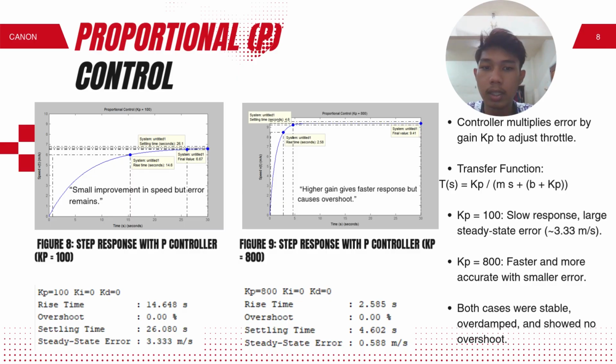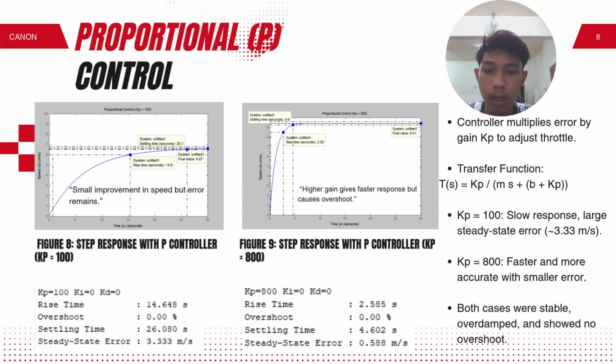In the second graph, when we increase Kp to 800, everything improves. The system responds in just 4.6 seconds and the error drops to only 0.59 meters per second. Much better. And both are stable with no overshoot.